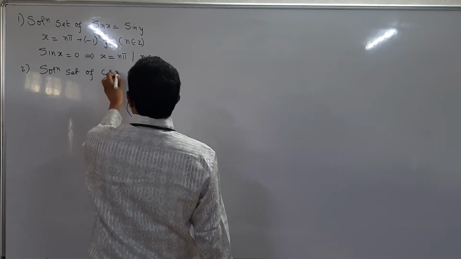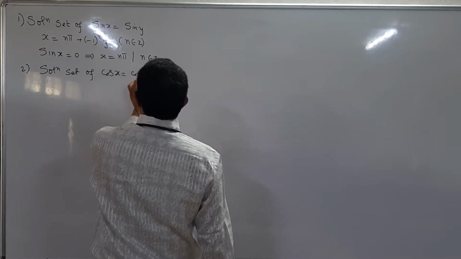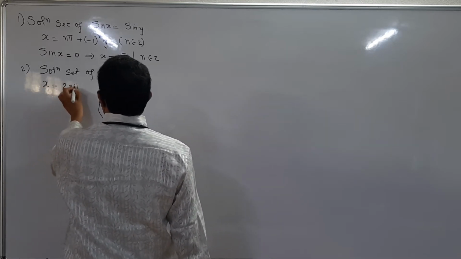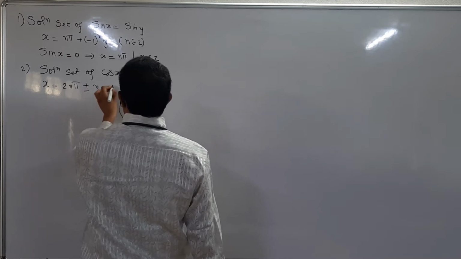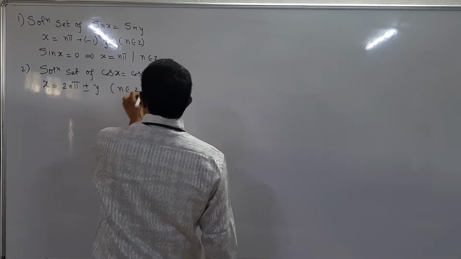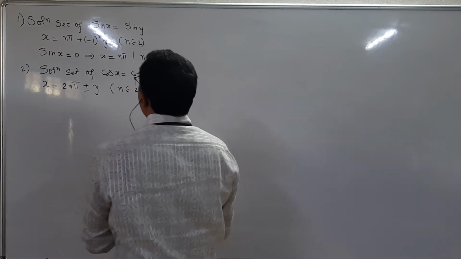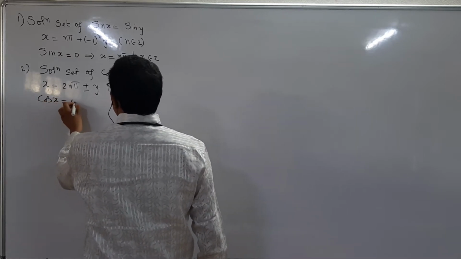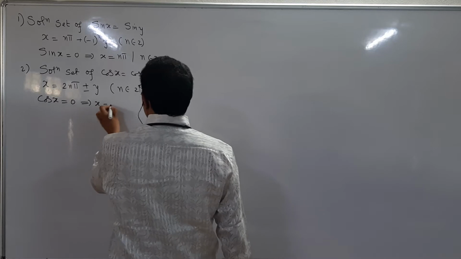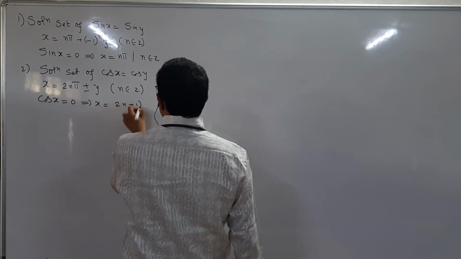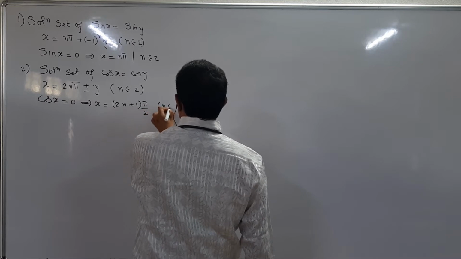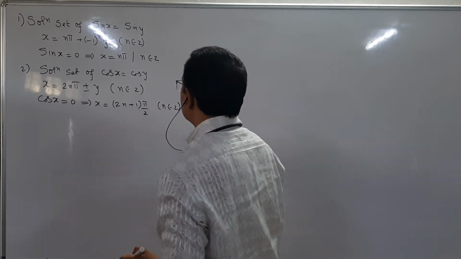Second, solution set of cos x is equal to cos y is x is equal to 2n pi plus or minus y, where n belongs to z, and set of zeros of cos function is 2n plus 1 pi by 2, where n belongs to z.